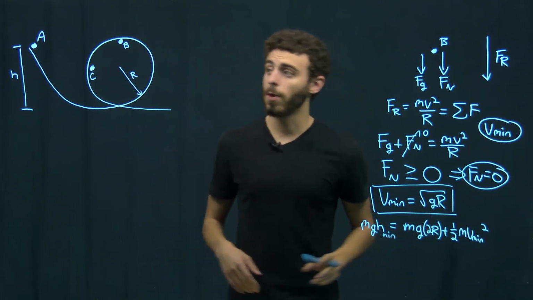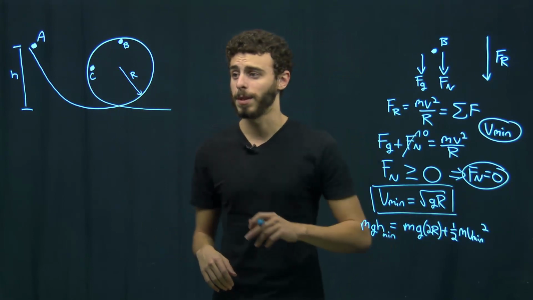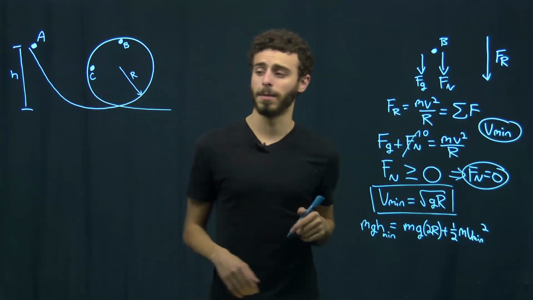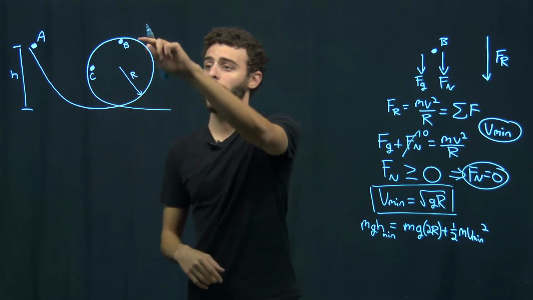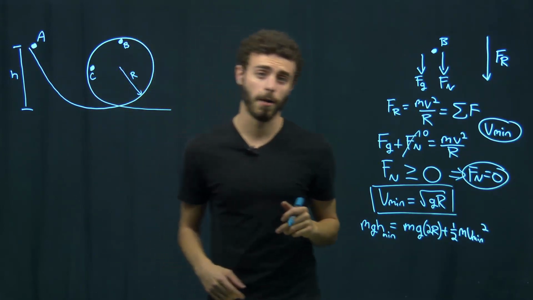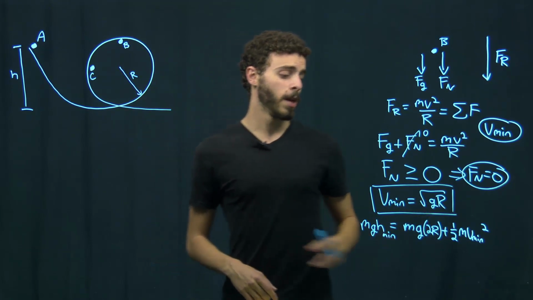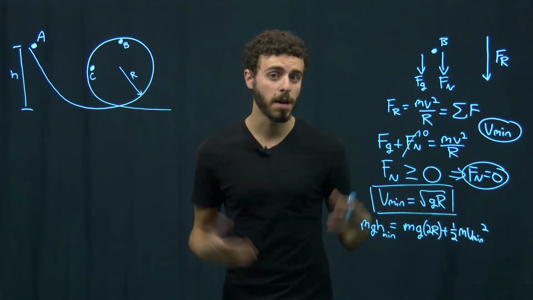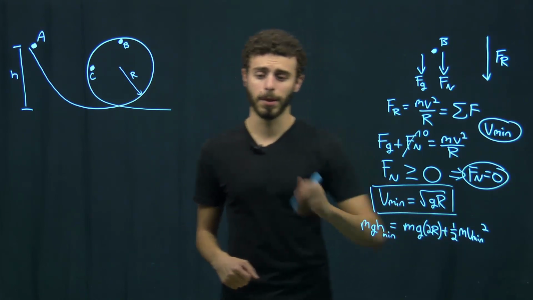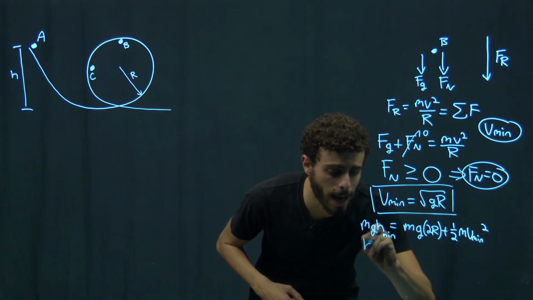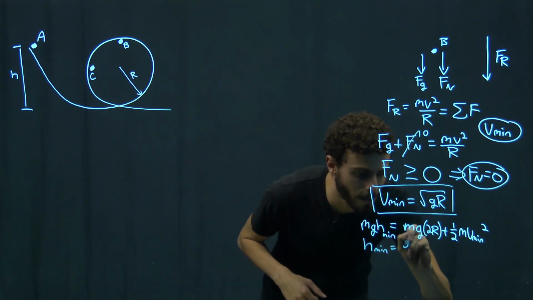The mg2r comes from the fact that at point B we also have some gravitational potential. We'll set the ground to be our 0 point. So h min is measured from that ground, but at the top of the loop we are 2 radii above the ground, so the potential energy is mg times 2r. Again, this is our condition for minimum height and minimum velocity, and we can solve this directly and get that h min is equal to 5/2 times r.